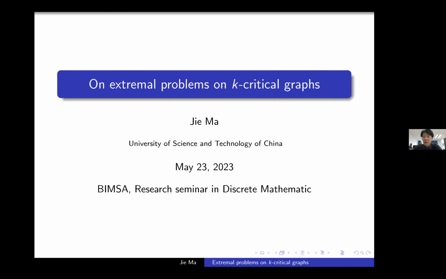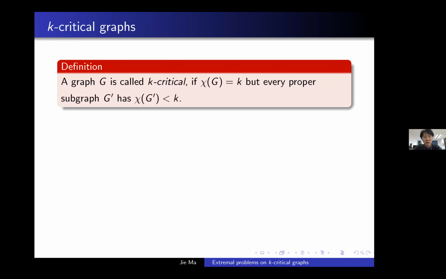So let's start with the definition of a K-critical graph. We call a graph K-critical if its chromatic number is K, but every proper subgraph has a smaller chromatic number. An equivalent way to say it is that by deleting any edge, the chromatic number of the subgraph will decrease.